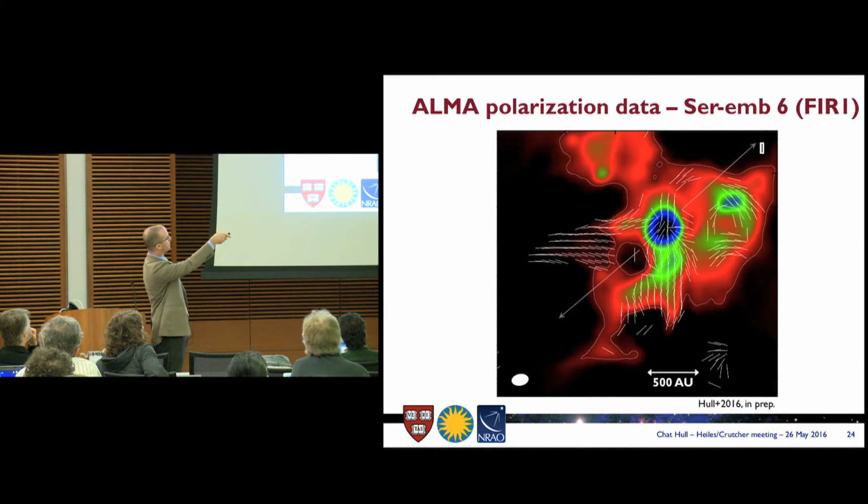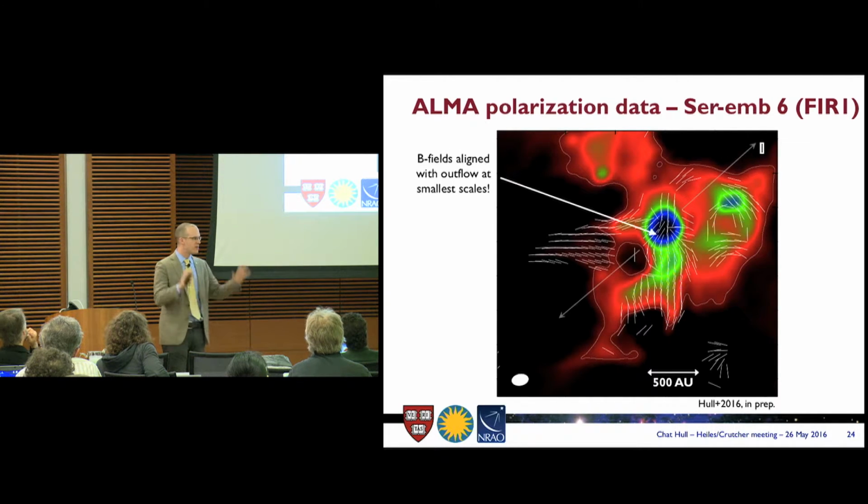And here's the outflow. This is what Alyssa alluded to, saying that maybe on small scales now everything actually is aligned, and all the theories were right to begin with, that magnetic fields and outflows truly are aligned. So here you see that at the smallest scales, the magnetic field is indeed perfectly aligned with the outflow. You get all kinds of other things too.